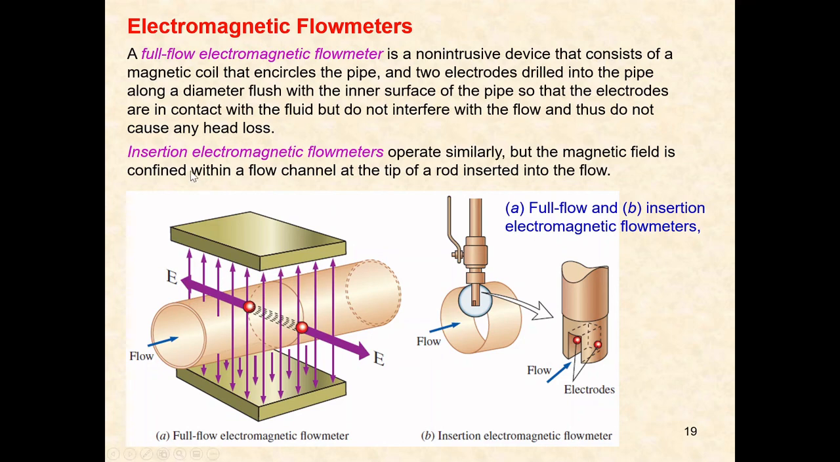Okay, and the other one is an insertion electromagnetic flow meter. It operates similarly, but the magnetic field is confined within a flow channel at the tip of a rod inserted into the flow. So you see there's a tip inserted, and then the magnetic field is actually within this flow channel. This is a very small flow channel at the tip of the rod.